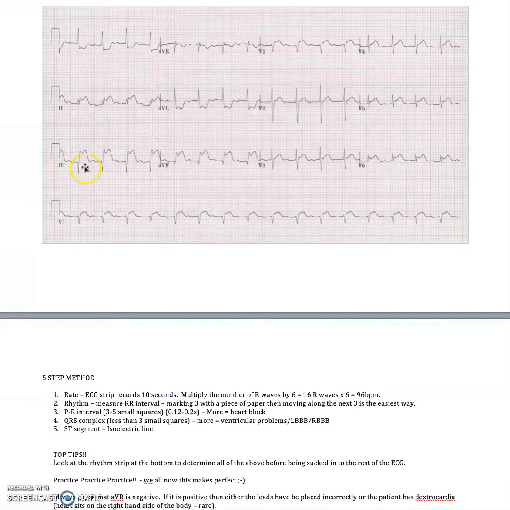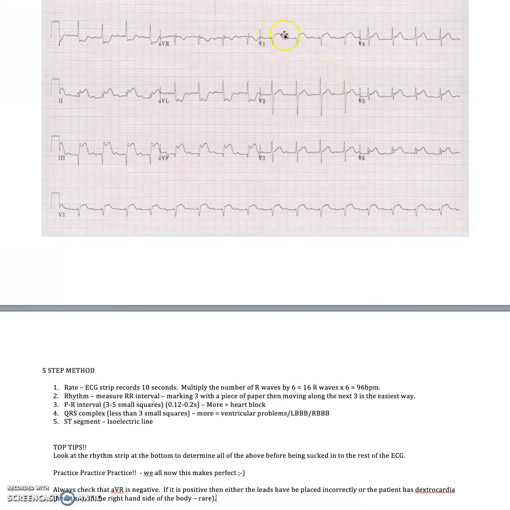Okay, so now we have a little bit of a closer look at these leads, and you can see there's the isoelectric line, and it's obvious the ST segment is way up here when it should be down here. And it's the same in lead 3, the same in lead 2, and the same in AVF. So we know that we've got an inferior STEMI.